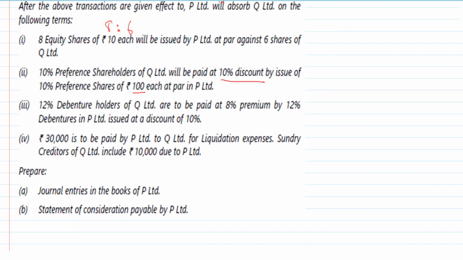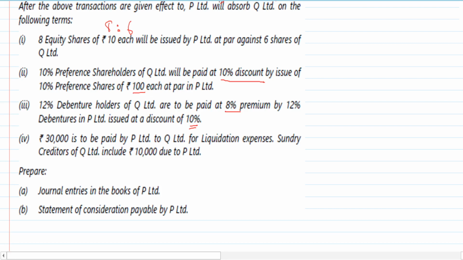Information 3, 12% debenture holders of Q Limited are to be paid at 8% premium by 12% debentures in P Limited issued at a discount of 10%. That's very interesting. We will take care of this particular adjustment. But as far as the purchase consideration is considered, we have to ignore this information. What we pay to equity shareholders and preference shareholders, only that becomes part of the purchase consideration.